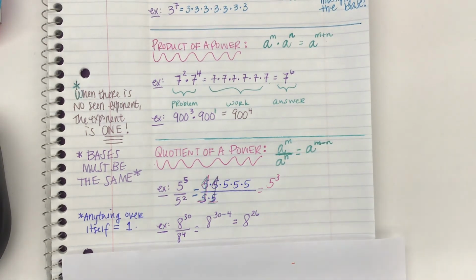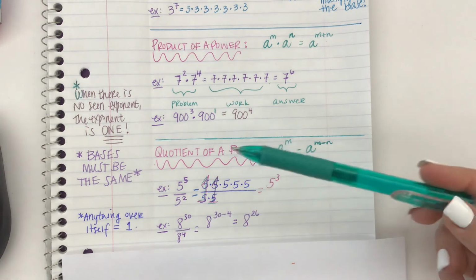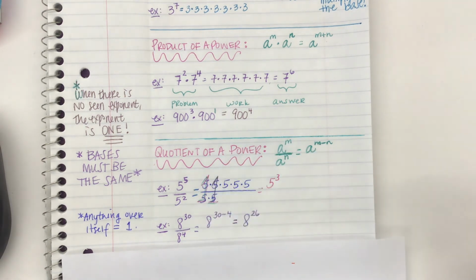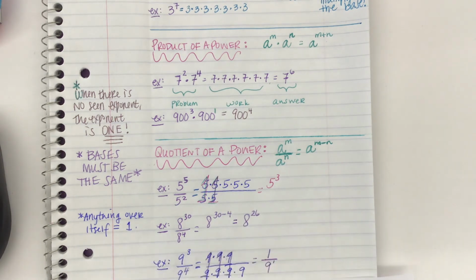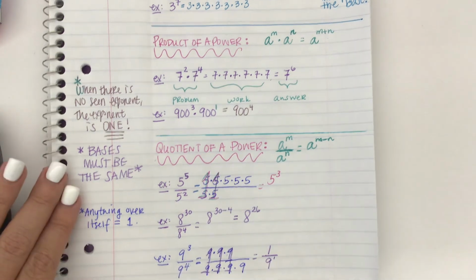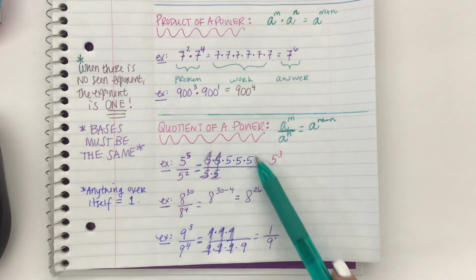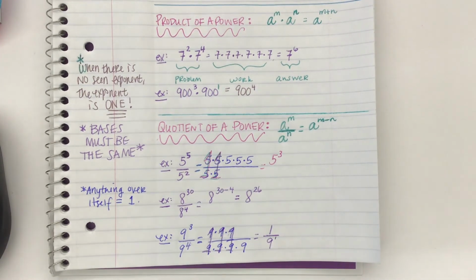However, for these two examples, the biggest exponent was on the top number, in the numerator. So what happens when the bigger exponent is in the denominator? Okay, so here's an example: 9 to the power of 3 over 9 to the power of 4. I'm going to go back and write it out like this so that you can see what is actually happening.